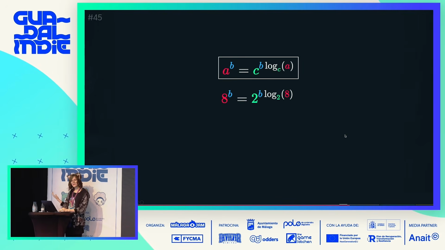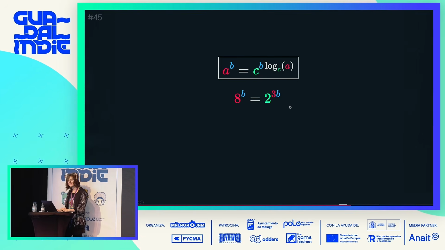And this also applies to the number e. We can swap out any base with e. Oh yeah, the log 2 of 8 happens to be 3, and so it's just equal to 2 to the power of 3b. So with e, we can replace a with e to the power of b times the natural logarithm of a. A natural logarithm is just another way to say log e. It just has a special name because it's really useful in math.